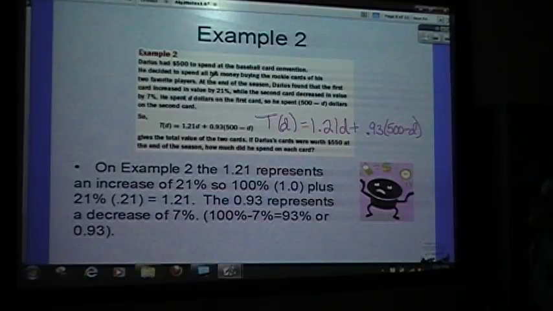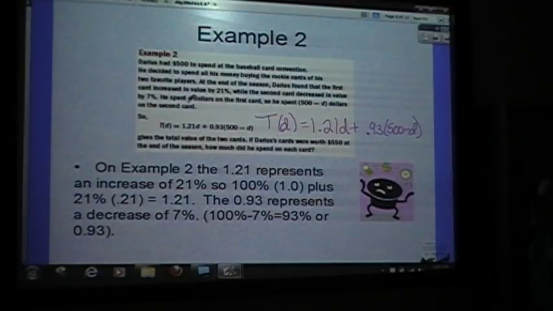Darius had $500 to spend at the baseball card convention. He decided to spend all his money buying the rookie cards of his 2 favorite players. At the end of the season, Darius found that the first card increased in value by 21%, while the second card decreased in value by 7%. So one made money, one lost money. He spent D dollars on the first card, so he spent 500 minus D dollars on the second.